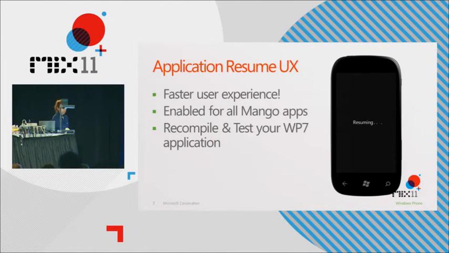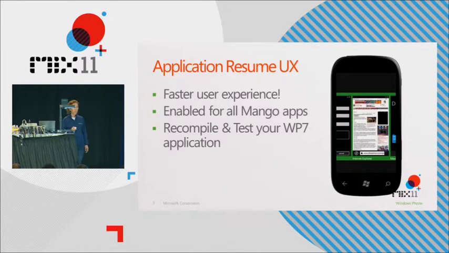So, what is fast application resume about? To the developer, it's about enabling applications to resume the previous experience in less than 1 second. To the end user, it's about enabling multitasking and switching quickly among most recently used applications. This feature is going to be enabled for all applications compiled and built for Mango and submitted on Windows Marketplace for Mango phones, but it's not going to be available for Windows Phone 7 applications.